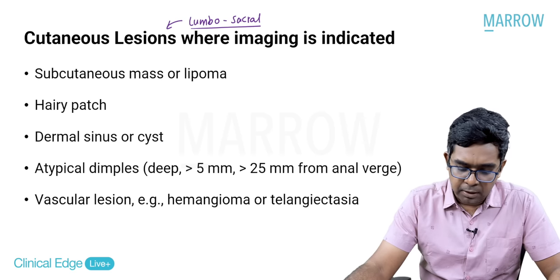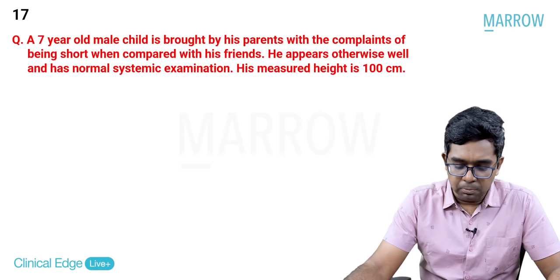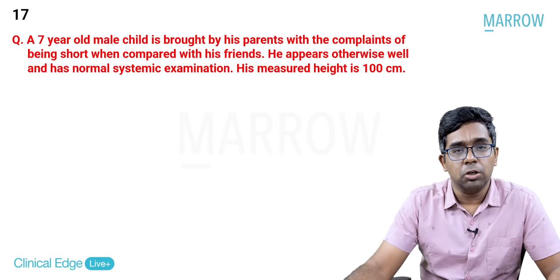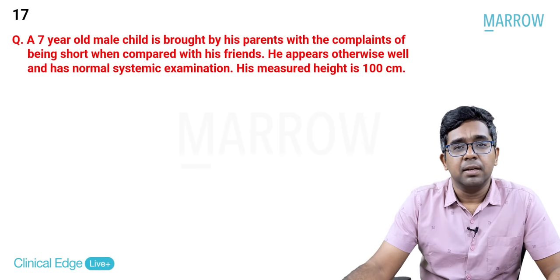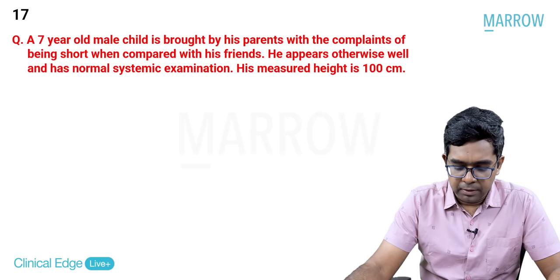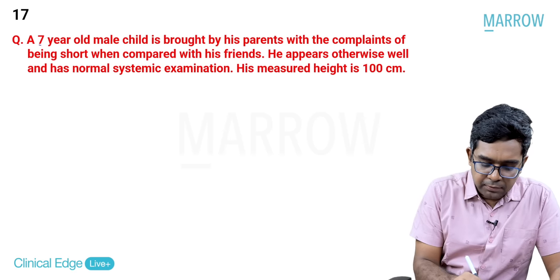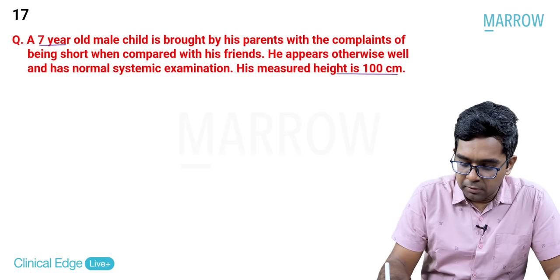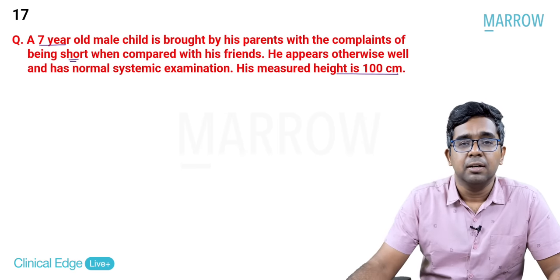Okay, right. Now moving on to clinical vignette number 17. A 7-year-old male child is brought by his parents with the complaints of being short when compared with his friends. He appears otherwise well and has a normal systemic examination. His measured height is 100 centimeters. This is a 7-year-old boy who is having a height of 100 centimeters and he is short. That is what his parents are feeling.